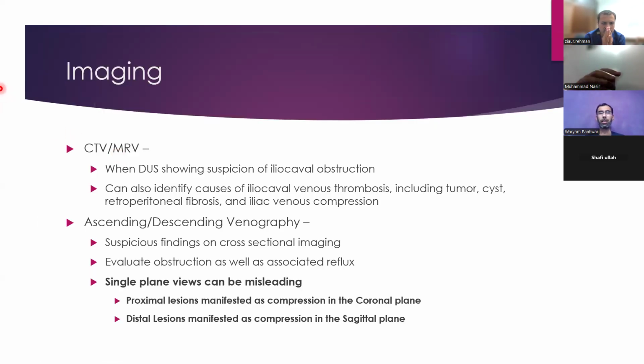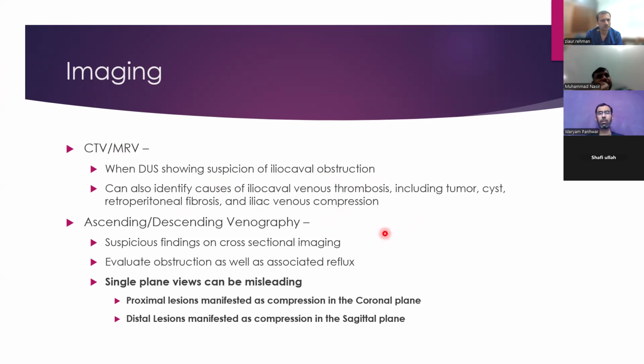Coming to the cross-sectional imaging, CTV and MRV are most of the time done when we are planning an intervention. We will discuss this further, but if we are not planning an intervention for a patient, then most of the time we don't order CTV or MRV. They are done when the ultrasound scan shows suspicion of iliac vein obstruction, and the advantage of CTV and MRV is that they can also identify external compression, including tumor, cysts, retroperitoneal fibrosis, and the like.